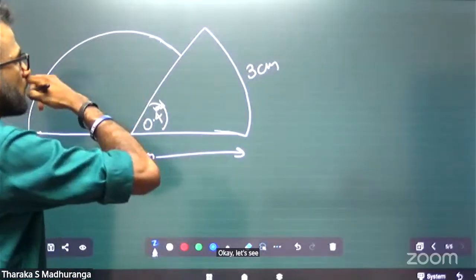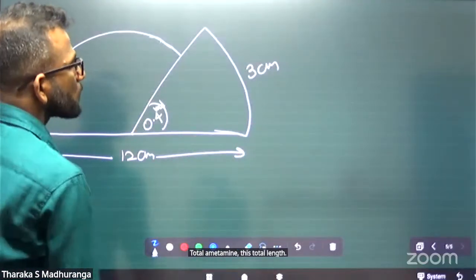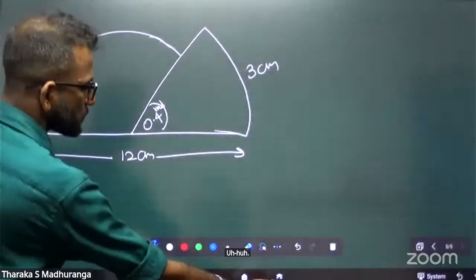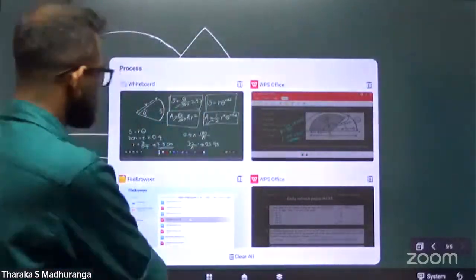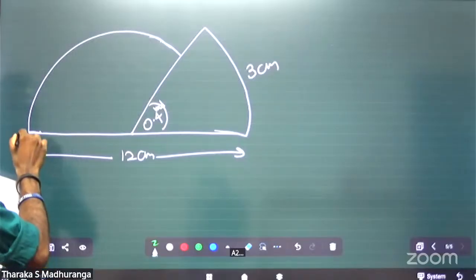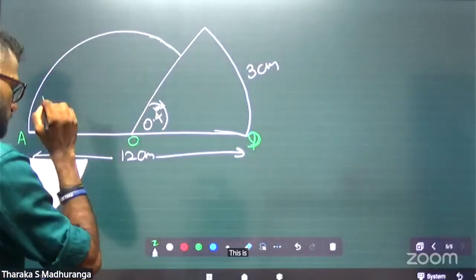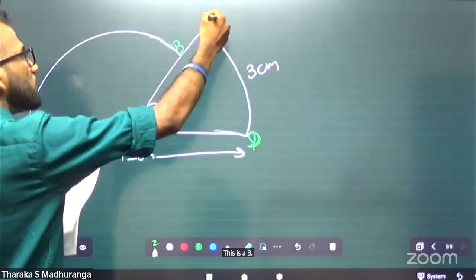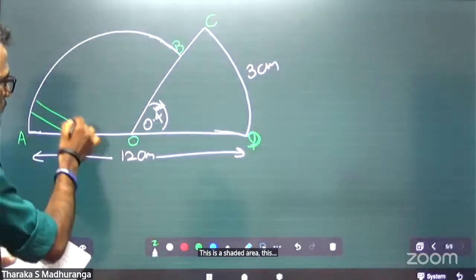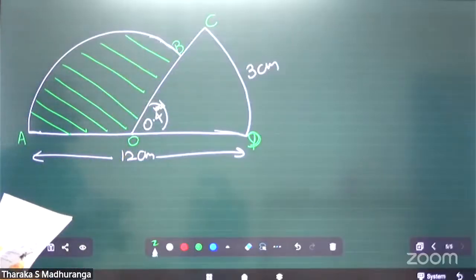Okay, let's see. The total diameter is 12. Total diameter means this total length, A to D, total length 12. This is the O. This is B. This is C. This is D. This is the shaded area. The question asks, what is the value of shaded area?